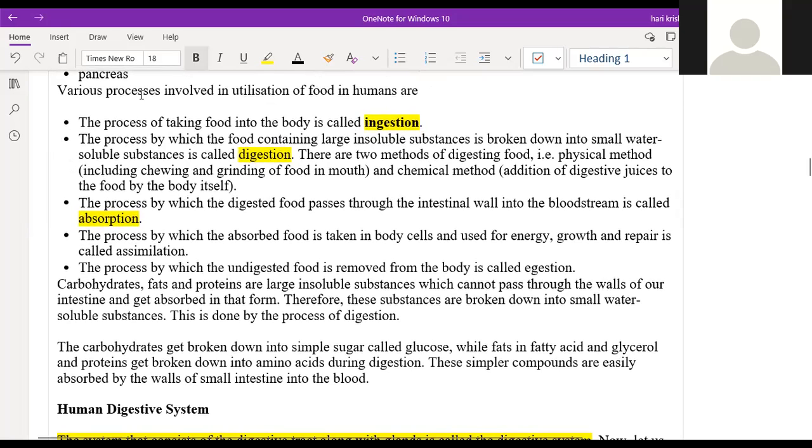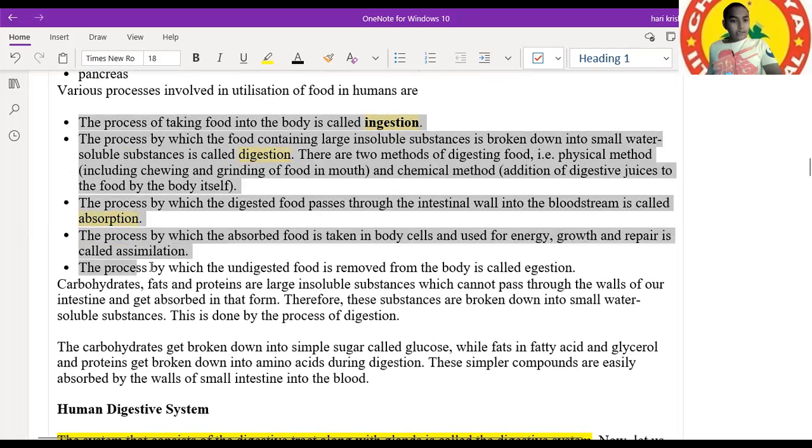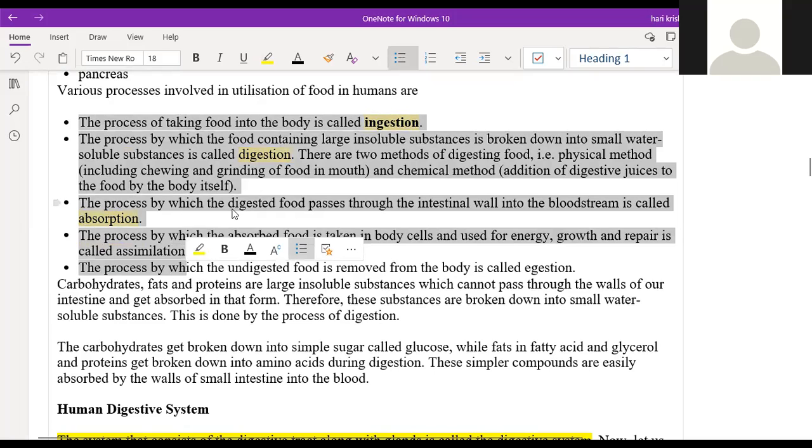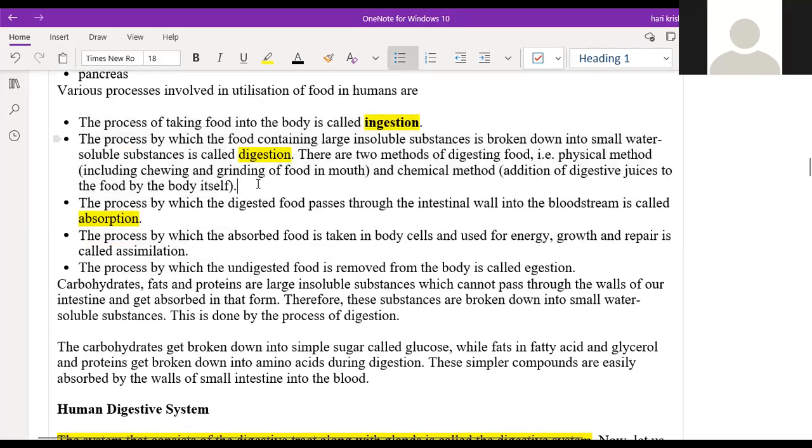Okay, so Satvika, what do you understand by this? What are the processes involved in the utilization of food? Total you have 5 or 6 points. Ingestion, digestion, absorption, assimilation, and egestion.